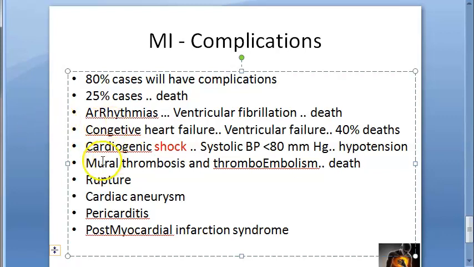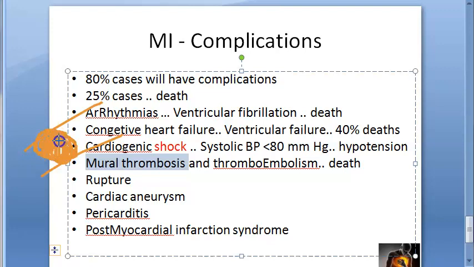What is mural thrombosis in the heart? It develops due to involvement of the endocardium. When the endocardium and the subendocardium are involved, there can be mural thrombosis due to slowdown of blood flow. These mural thrombi themselves can form thromboemboli. You know what a thrombus is, right? It's nothing but a blood clot. So this blood clot can become an embolus.